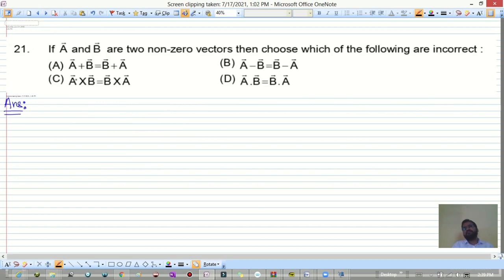Next, if A bar and B bar are two non-zero vectors, then choose which of the following are incorrect. A bar plus B bar is equal to B bar plus A bar, correct. We can have A bar plus B bar or B bar plus A bar, you will get the same resultant. A bar minus B bar is equal to B bar minus A bar, no, this is not possible. A bar cross B bar equal to B bar cross A bar, this is also not possible. A bar dot B bar and B bar dot A bar, yes, it is possible. So the only options possible over here are B, C.